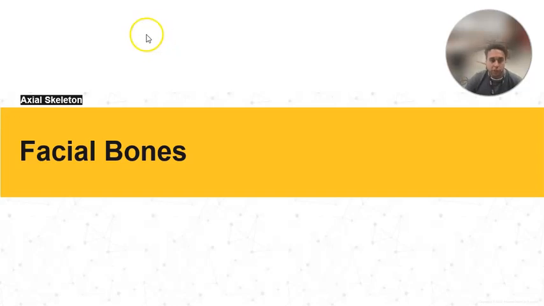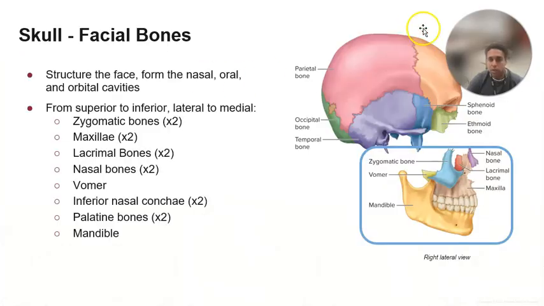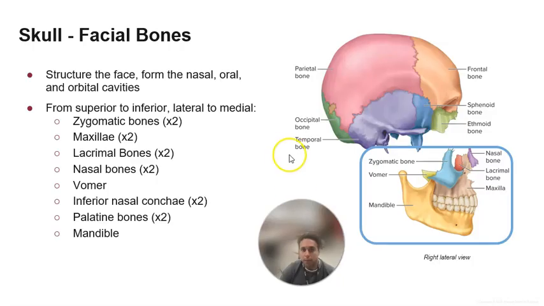Okay, now we're going to be starting with the facial bones. We're done with the skull, so we're going to go over the facial bones. The facial bones basically include everything from the face: the nasal, oral, and orbital cavities.